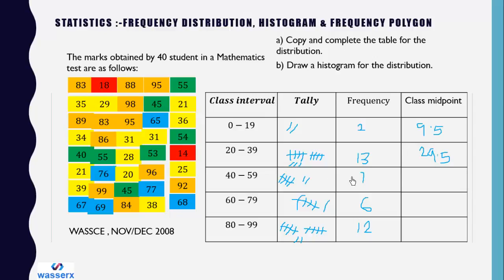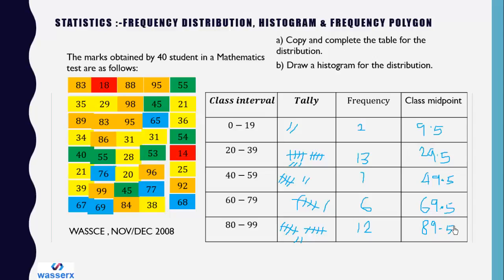Then 40 plus 59 divided by 2 will give us 49.5. Then 139 divided by 2 will give us 69.5. You could have also observed the pattern and found out that the next one over here is going to be 89.5, and so on and so forth.